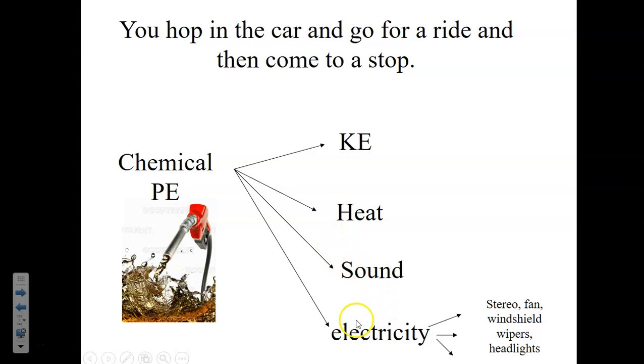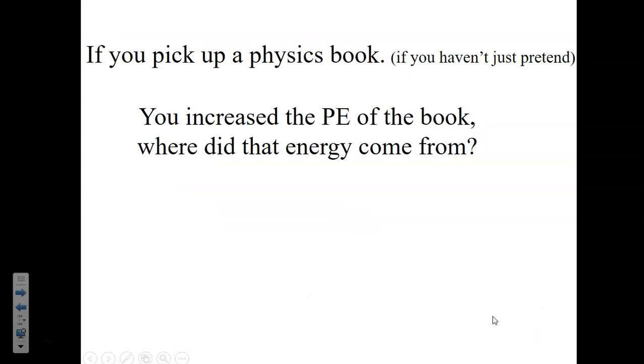And that electricity gets converted into other forms of energy. It powers the stereo, so the electrical energy becomes sound energy. It powers the fans that blow the air, so that gets converted into kinetic energy. It powers the windshield wipers, which is kinetic energy, and it powers your headlights, which is light energy. We didn't mention lights. Light's a form of energy too. And then after you come to a stop, pretty much all that energy gets converted into heat energy. But anyway, that's just a simple example of going for a ride in your car. All of these energies are getting converted into other types.